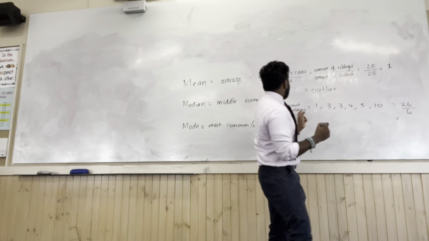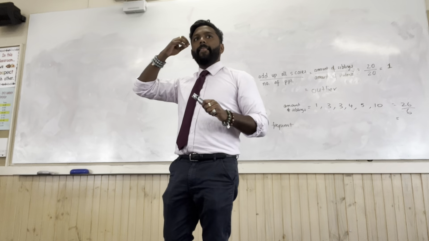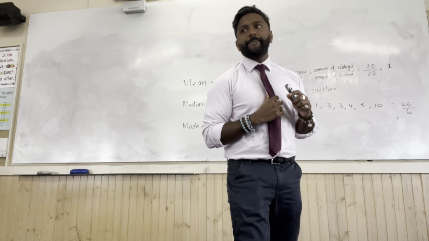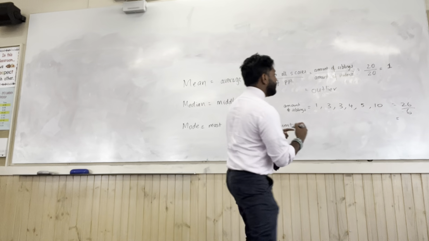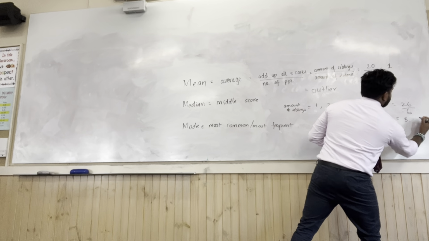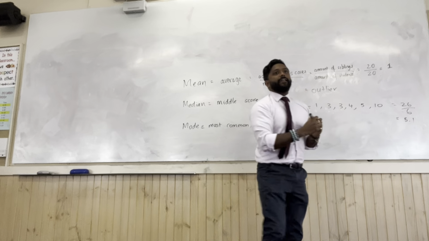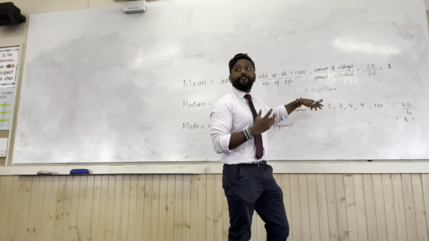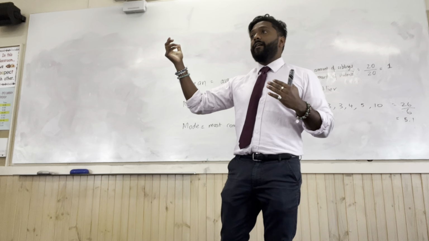So what is the actual average in this? 26 divided by 6. What's that equal to approximately? 5.7. 5 point something. But I don't have 5 siblings. 5.1, exactly. So what happens is the outlier has an effect on our mean.